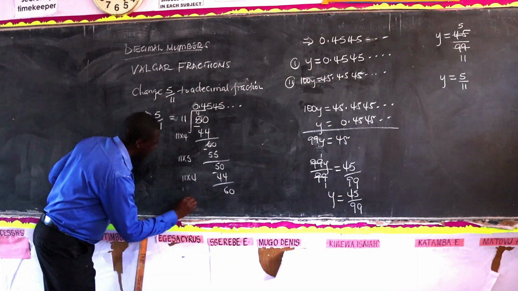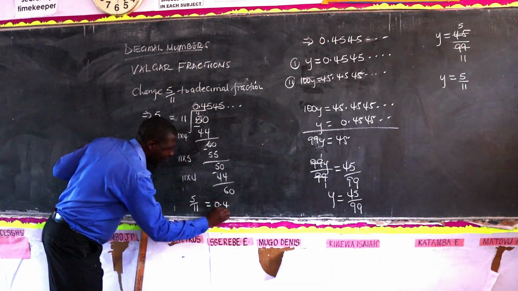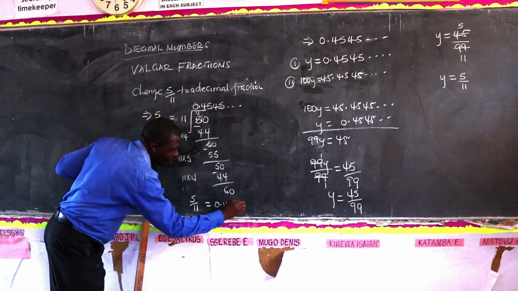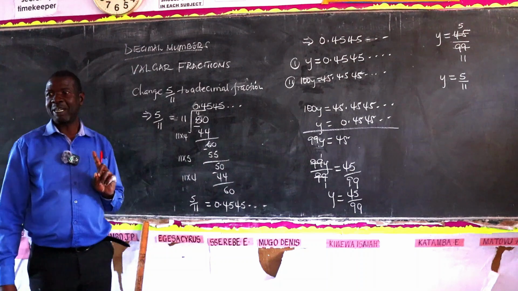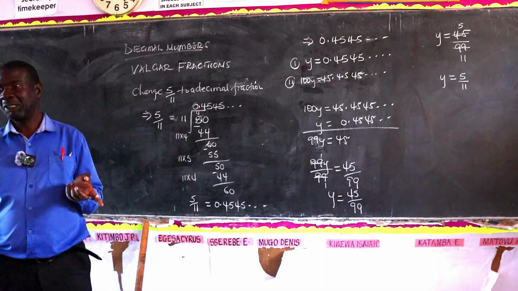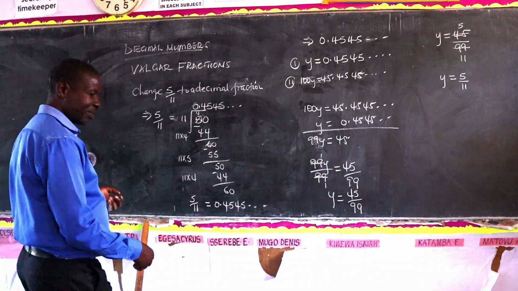In conclusion, our 5 out of 11 is the same as 0.4545 recurring, in case you want to take it back. But they never asked you that one. Thank you.